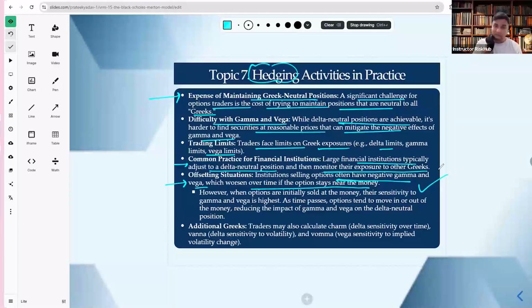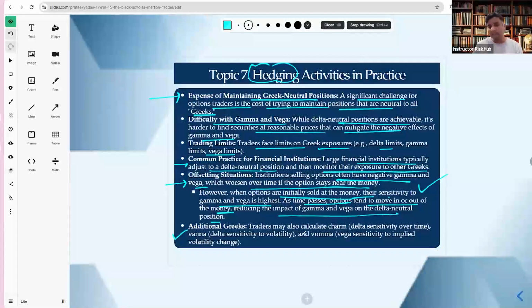That's why if you are ATM and near expiry, you're always worried as an option seller, because one massive movement, gamma will shift and you will be in losses. When options are initially sold at the money, the sensitivity to gamma and vega is highest. As time passes, options tend to move in or out of the money, reducing the impact of gamma and vega.